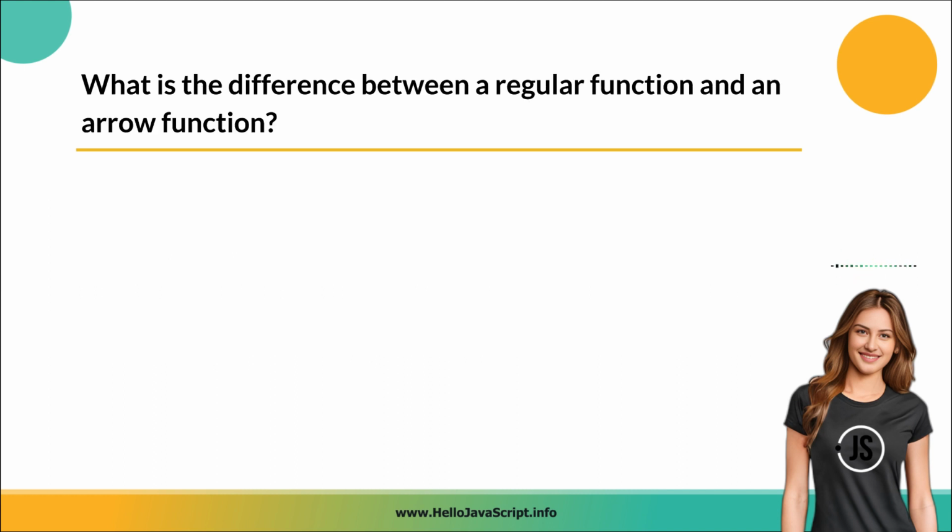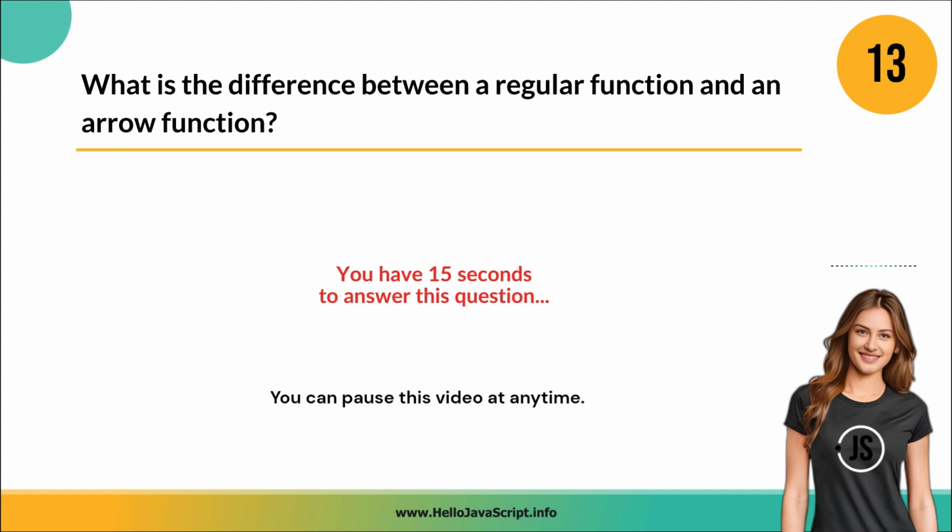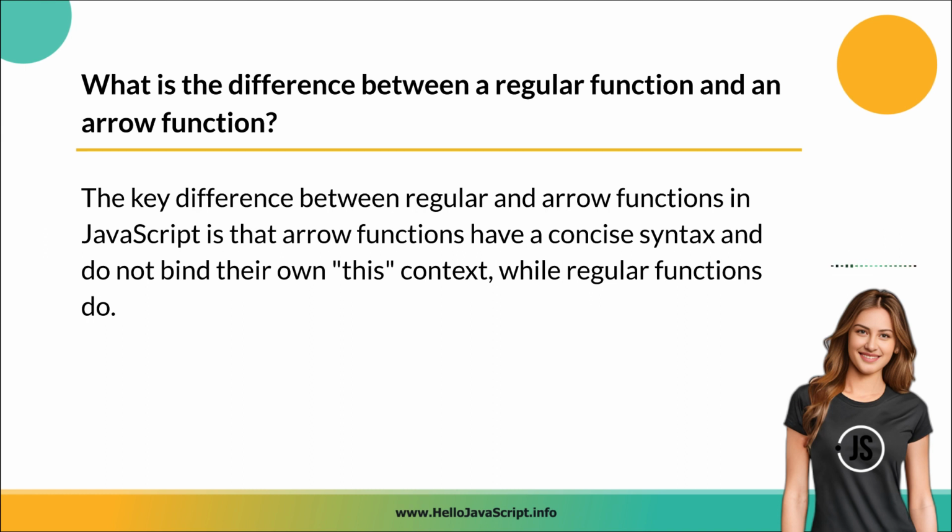Now for the next question. What is the difference between a regular function and an arrow function? Here is the correct answer to this question. The key difference between regular and arrow functions in JavaScript is that arrow functions have a concise syntax and do not bind their own this context, while regular functions do.